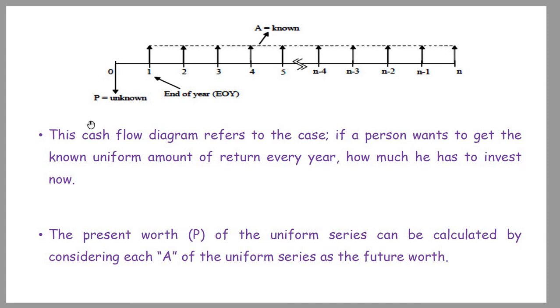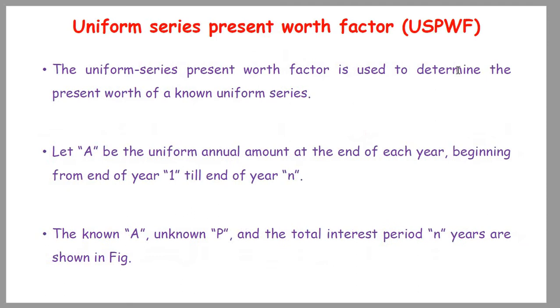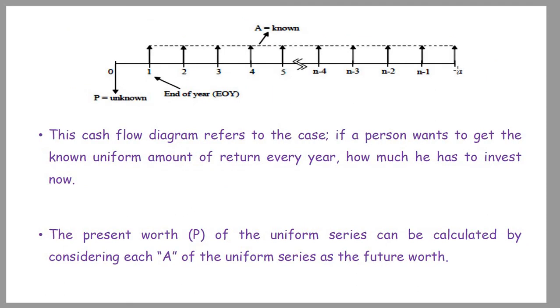So here the cash flow diagram refers to the case where a person wants to get a known uniform amount at every year, and how much he has to invest now. That means if I invest a certain amount here, so that I can get a fixed amount at the end of every year till the end of the fixed year, the nth year. So this is how our uniform series present worth factor is working.